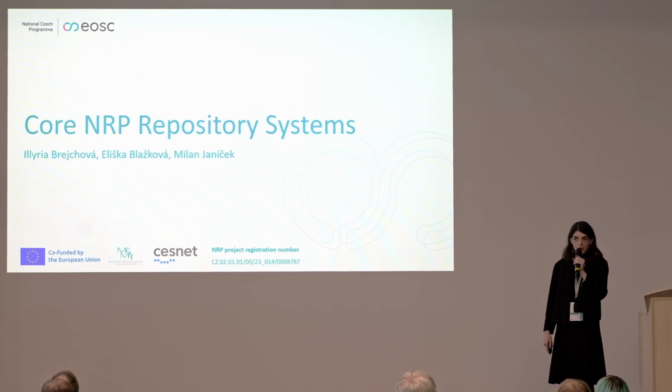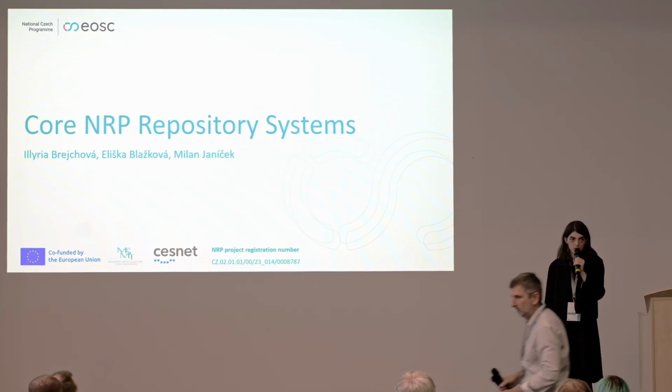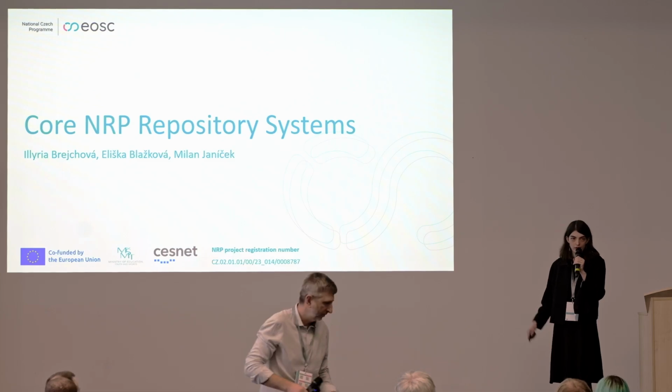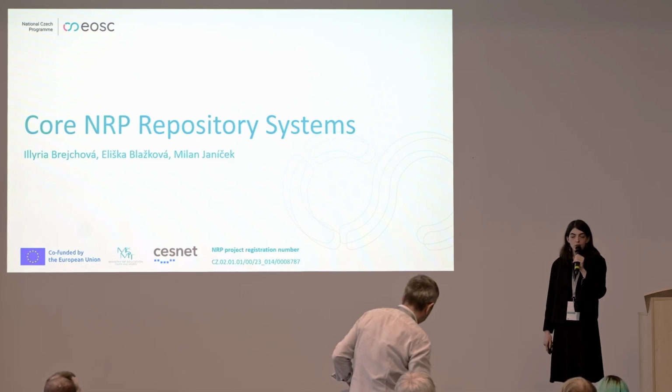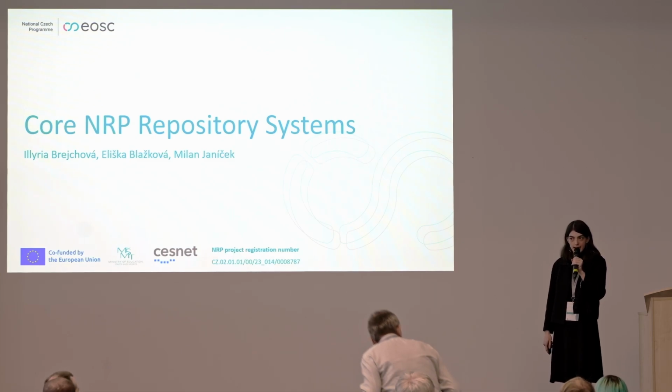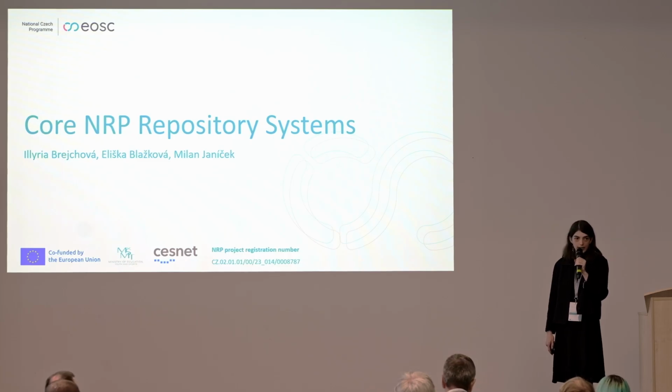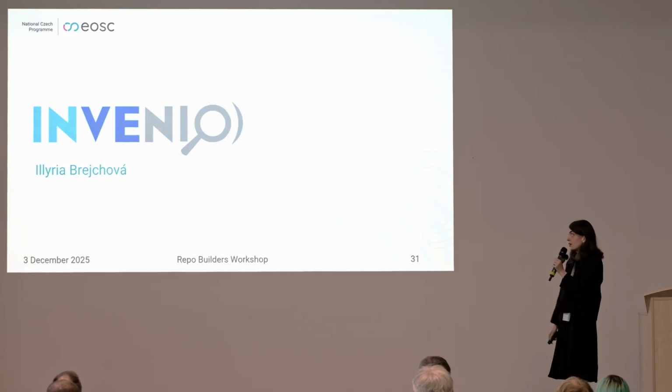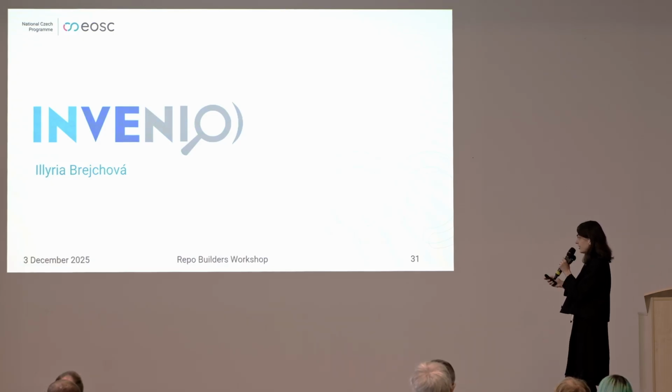So as we said, there are 3 core repository systems in NRP. We'll go over them now. You can also use any other system you would like if you come to the conclusions that none of these systems really meet your needs. But we'll be presenting these now. First off, Invenio.